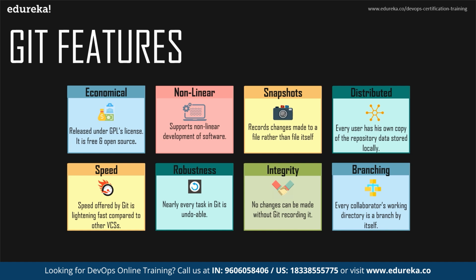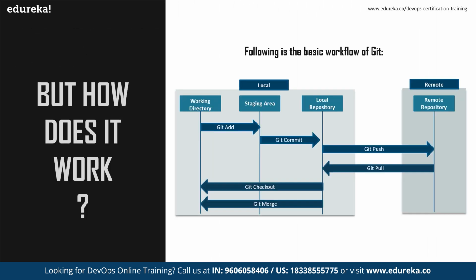Because ultimately, your master branch should contain your publishable product. So now that you know the basic features of Git, let's try and understand what the basic workflow of Git is, or how does Git work. So the basic overview of how Git works goes like this.